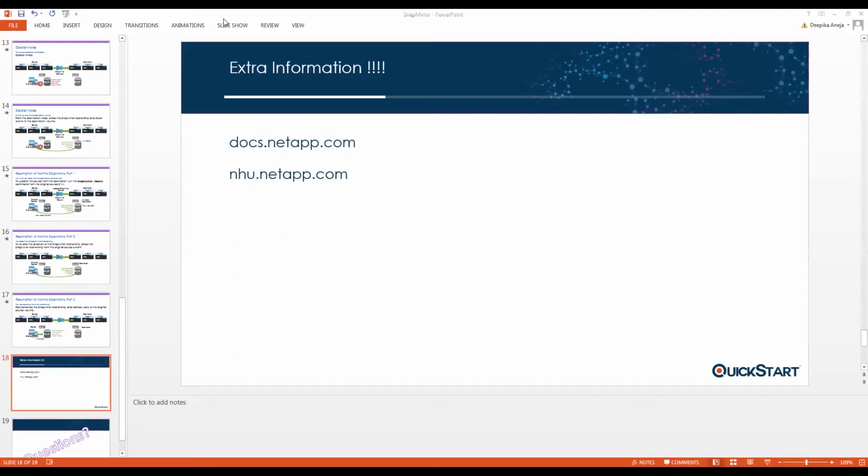And this is a very popular ONTAP 9 or NetApp documentation center, which I really love talking about, because like I mentioned, we can't go in depth, but this is an excellent source of knowledge.